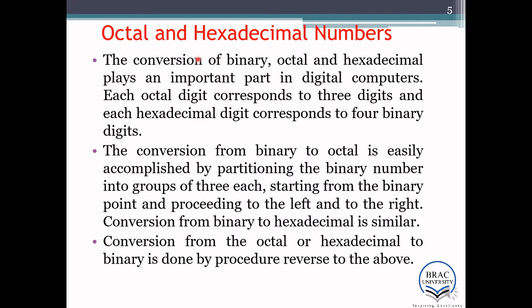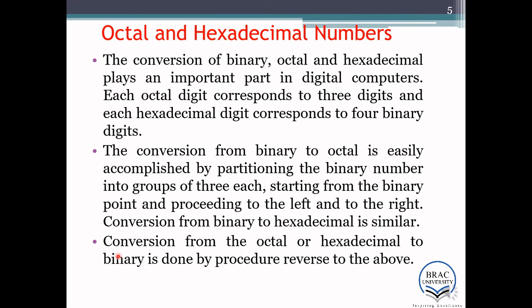So then you need to convert base to decimal, then decimal to octal, or the other way around. Octal and hexadecimal numbers: the conversion of binary, octal and hexadecimal plays an important part in digital computers. Each octal digit corresponds to 3 binary digits and each hex digit corresponds to 4 binary digits. The conversion from binary to octal is easily accomplished by partitioning the binary number into groups of 3 each, starting from the binary point and proceeding to the left and to the right. Conversion from binary to hexa is similar. Conversion from octal or hexadecimal to binary is done by the procedure reverse to the above.